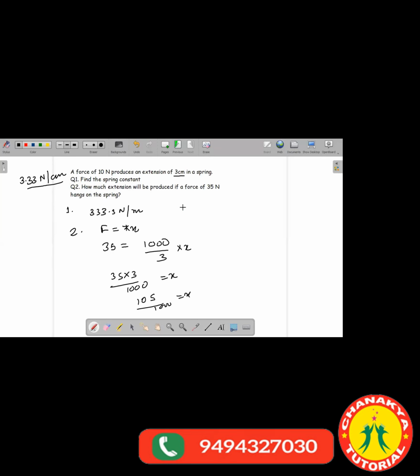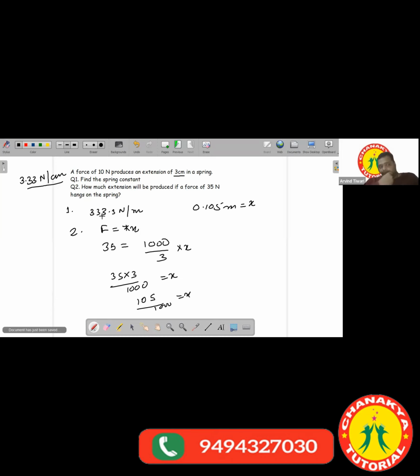Are we getting 0.105 meter? Yes. Do we get the answer as 0.105 meter? Yeah, so 0.105 meter. And if we convert this to centimeter, the answer would be 10.5 centimeter. So the extension produced will be 10.5 centimeter.